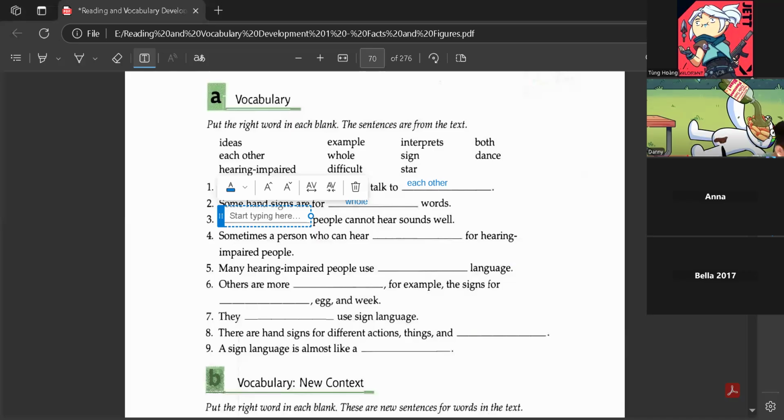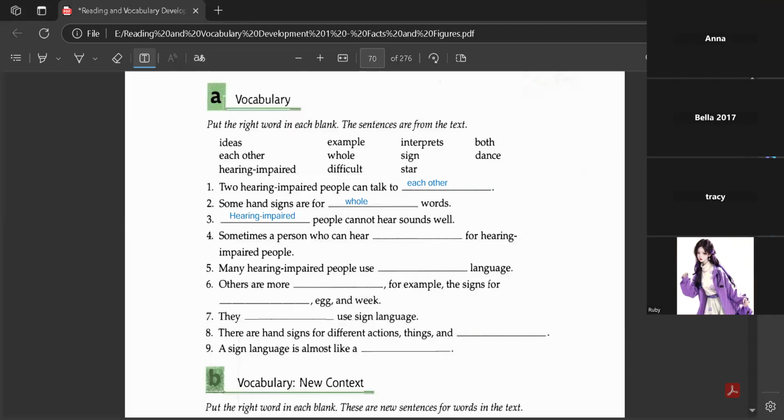Hearing impaired people cannot hear sounds very well. Okay, hearing impaired people cannot hear sounds well. Number four, Ruby. Sometimes a person who can hear interprets. Okay, interprets. Very nice. So sometimes a person who can hear interprets for hearing impaired people.